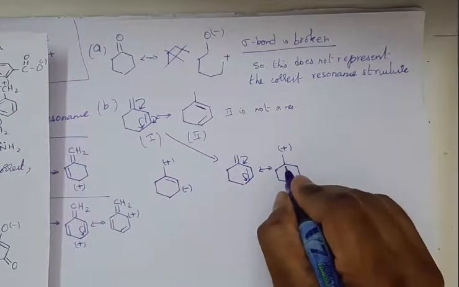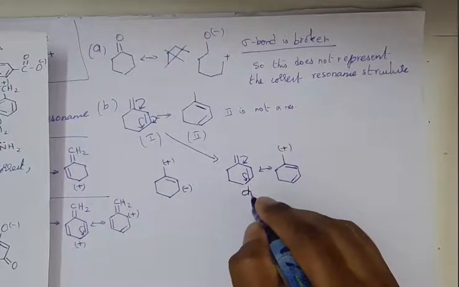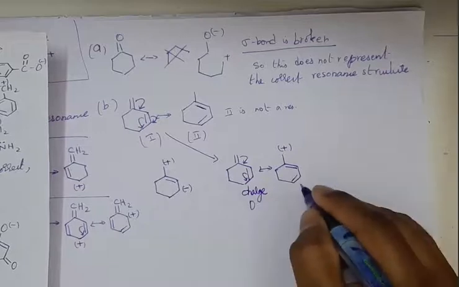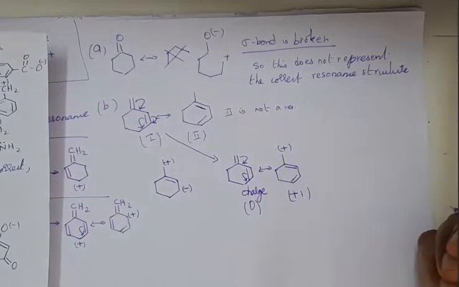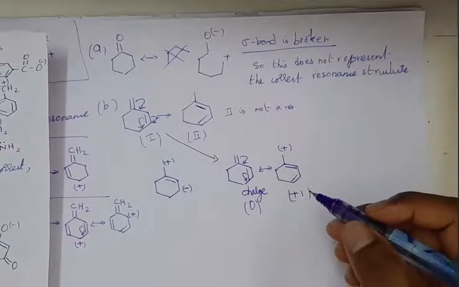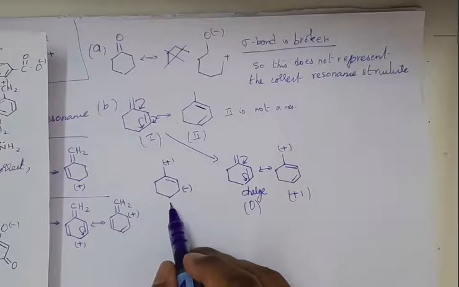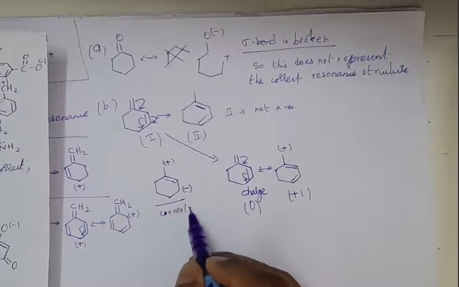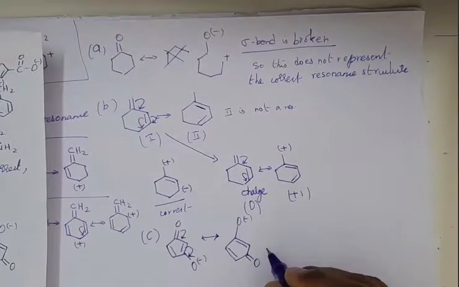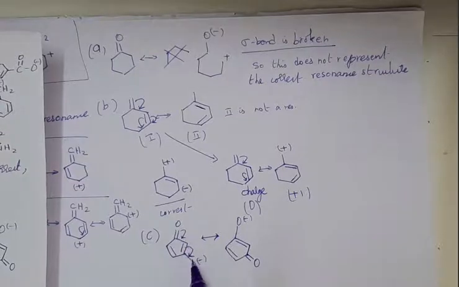But we have seen that here the charge is 0. What happened to here? Here the charge will be plus 1. So these two are not allowed. Overall the charge is 0, so overall this is a correct resonance structure. You can notice that here they are moving pi electrons from here to here, and then this pi electron is going here.